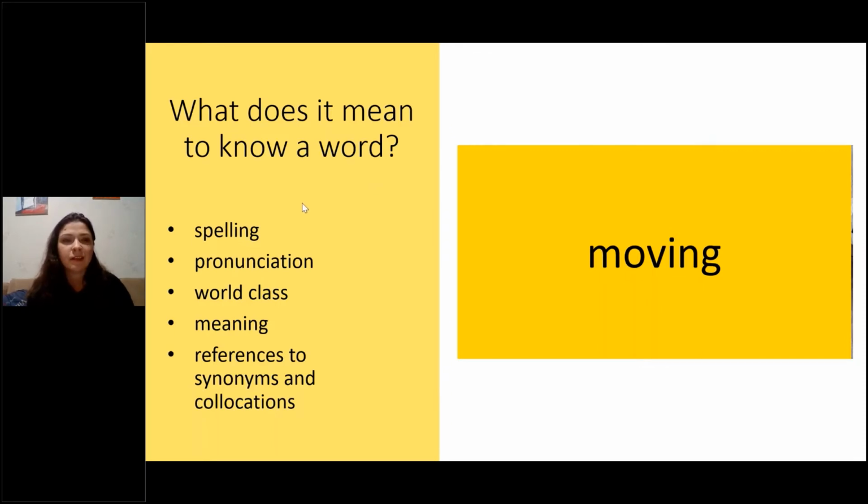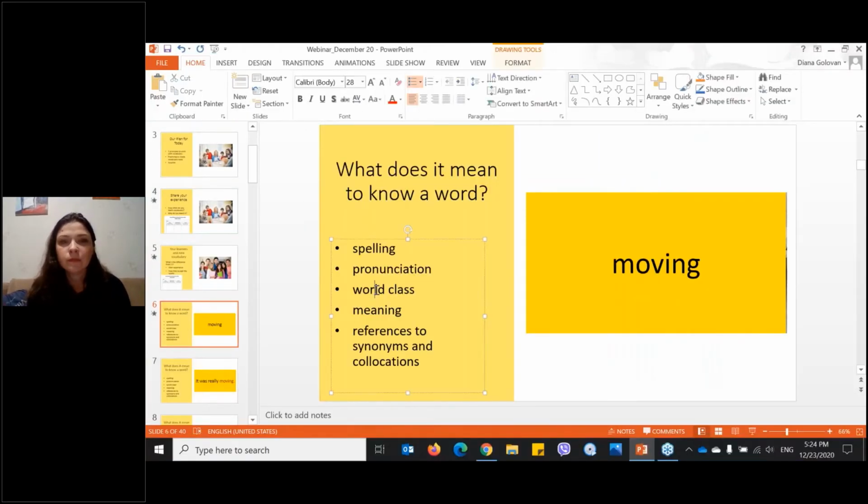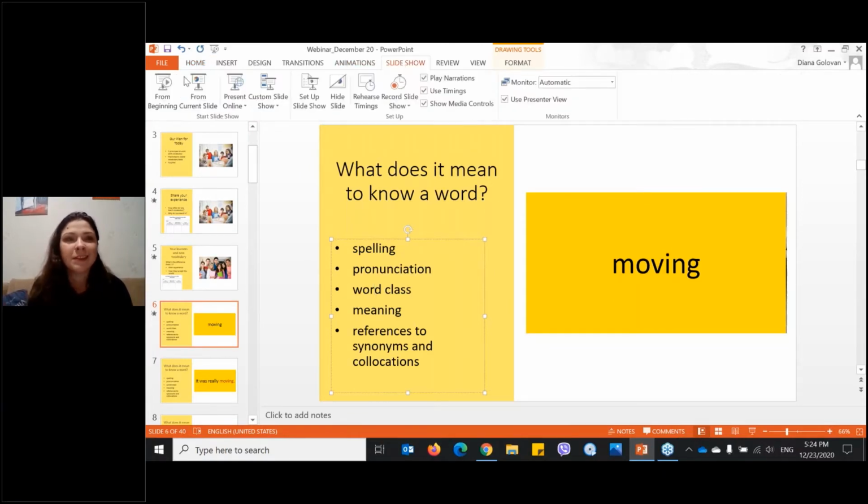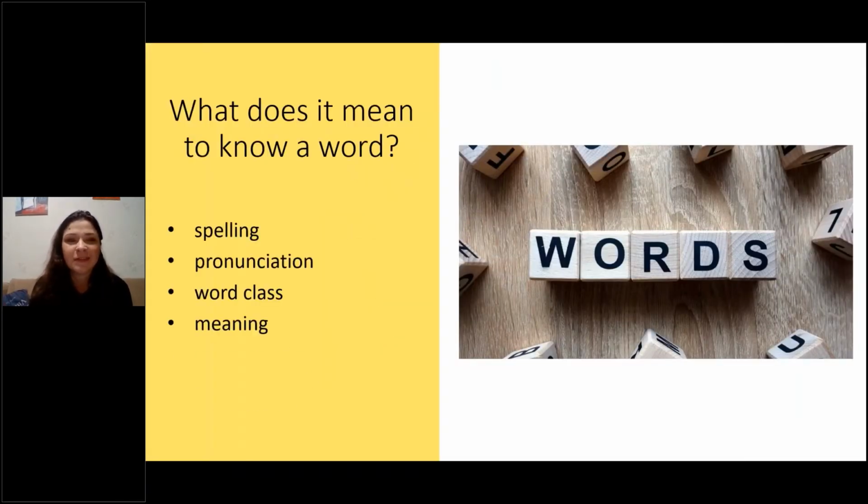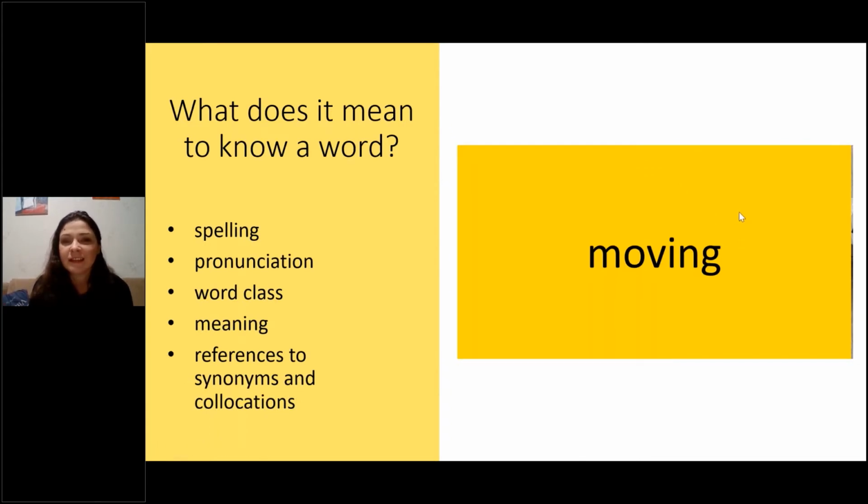Just 1 second. Yeah, now it's correct. It's an adjective, yeah. Part of speech, touching, from meaning, gerund. Action. What about the meaning? How can you explain in your own words what it means, moving? Synonym, touching, Vladislava wrote, thank you.